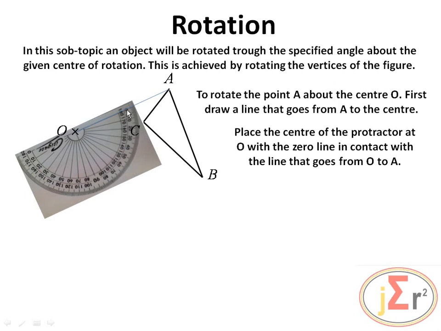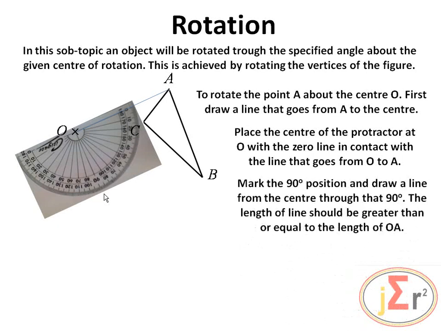So this is no doubt our zero line, and we are going to mark the 90 degrees right there, and we are going to draw the line that goes from the center right there through that 90 degrees, in order that this line will be 90 degrees to the one that we are constructing there. Right.